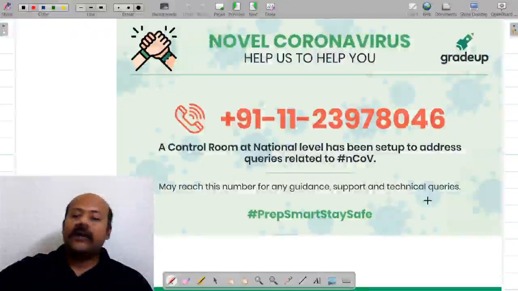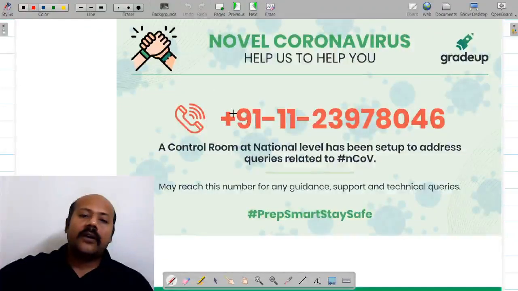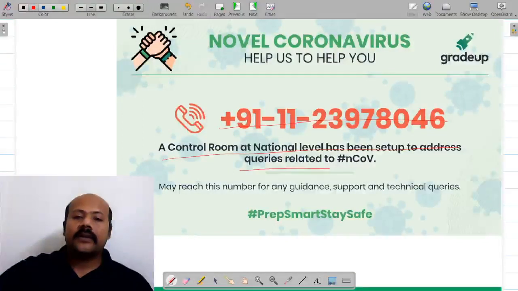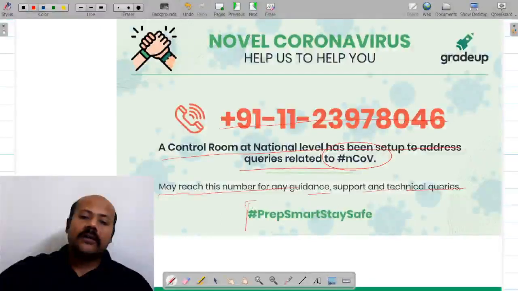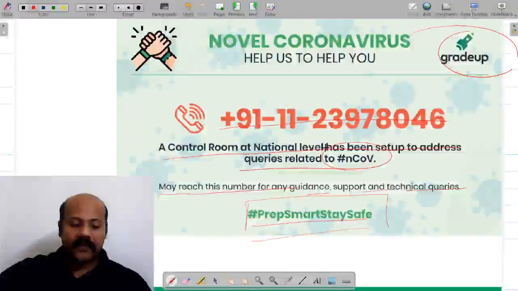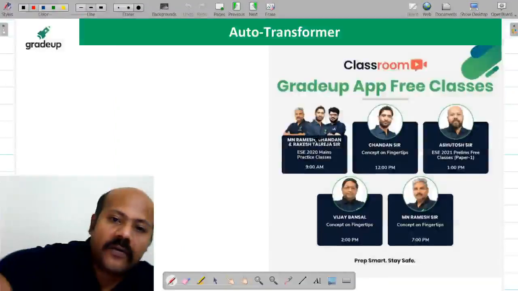The next slide on your screen shows the contact number for the control room which is being set up at the national level to address the queries related to the novel coronavirus. You may reach this number for any guidance, support and technical queries. This also we are communicating under the initiative started by Team Gradeup as hashtag Prep Smart Stay Safe. I hope it is clear to all of you.